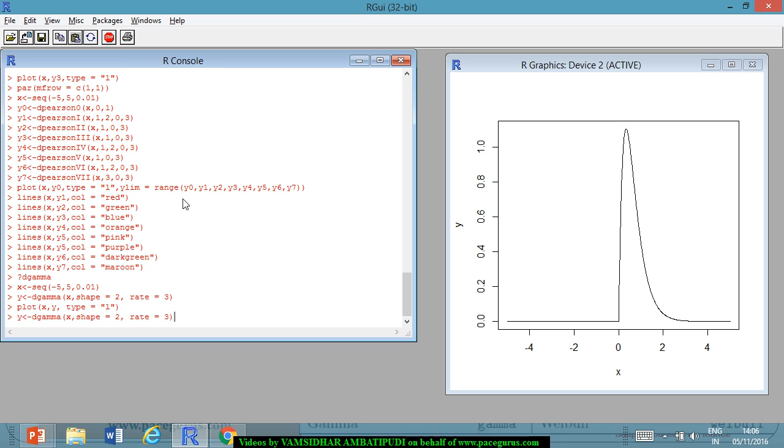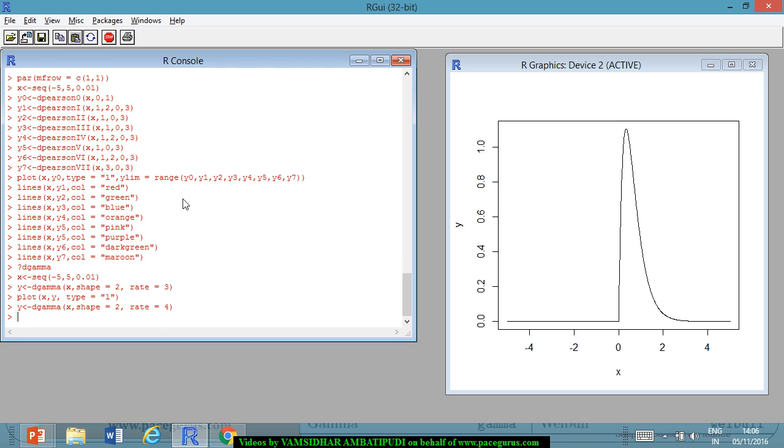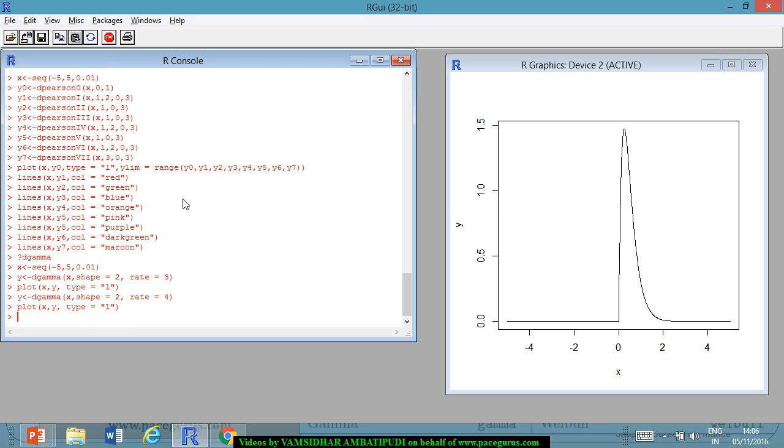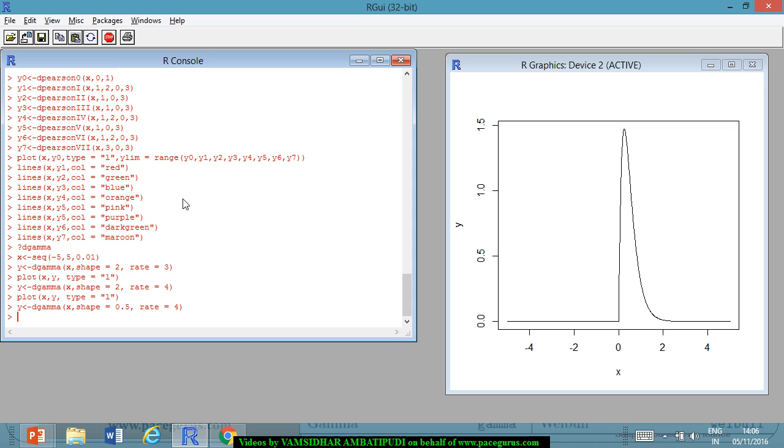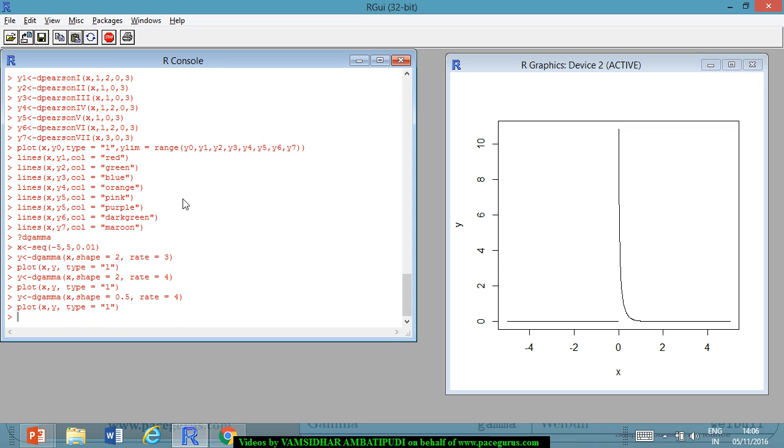Now if I change, let's say y, instead of rate 3, let me make it to 4. And now if I try plotting the same, so this is how the graph comes out. But let's say if I am setting the shape parameter as 0.5 and now trying to do the plot, I get it in a slightly different way. So depending on the shape and the rate parameters, I get different values.